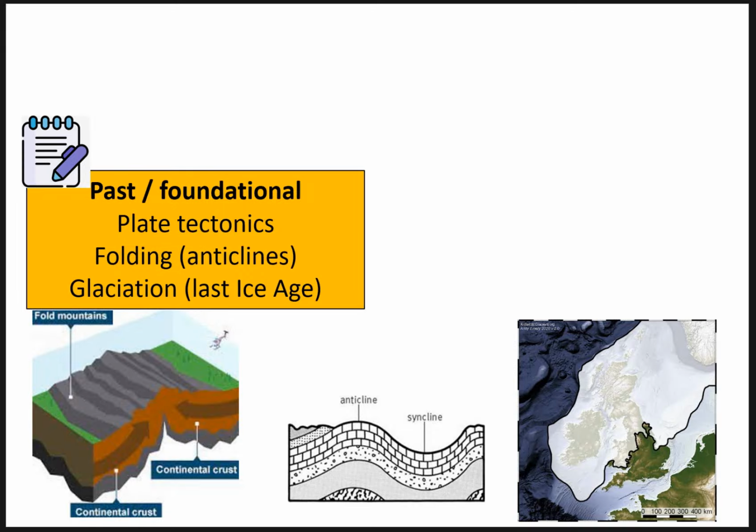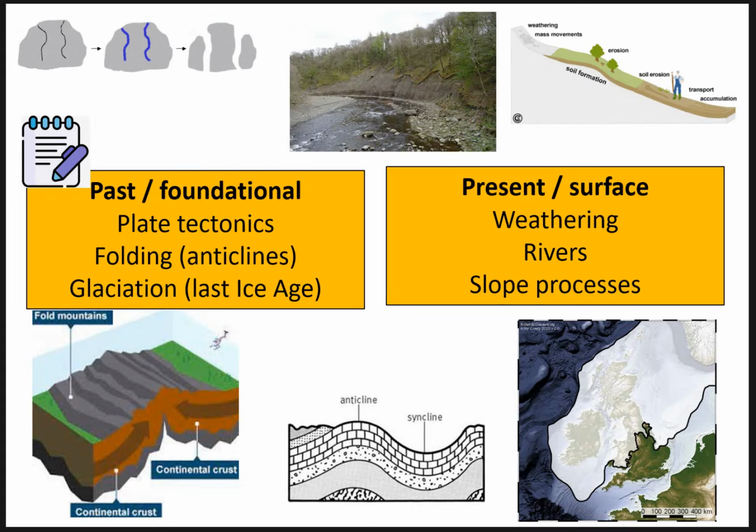Then we have the processes that are acting today, so things that are current today. They're present, especially on the surface. These processes of weathering, rivers shaping and eroding the landscape, and also mass movement and slope processes. So these are the processes that continue to change the landscape. So today's lesson is mainly about the first group. And we're going to go back in time, really, to understand why the UK looks the way it does today.